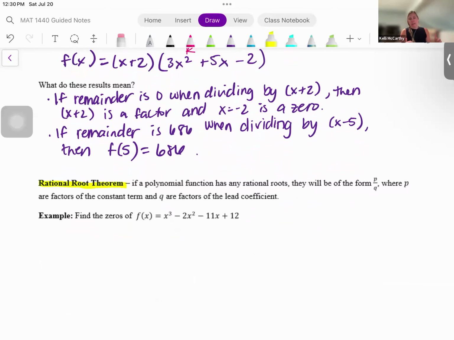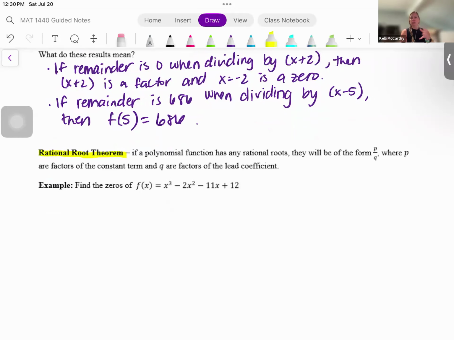Now, coming back to the idea of trying to find our zeros, we also have the rational root theorem, which tells us that if a polynomial has any rational roots, they're going to be of the form p divided by q, where p is some factor of the constant term and q is some factor of the lead coefficient. So we can narrow down what the possible rational factors could be for a polynomial by finding all the possible ratios p over q.